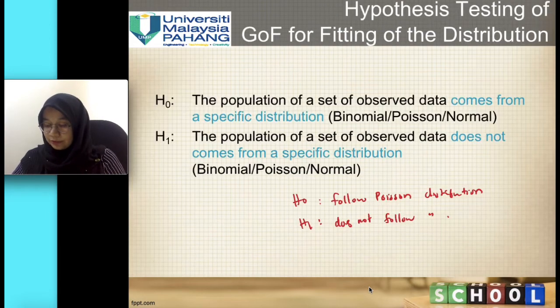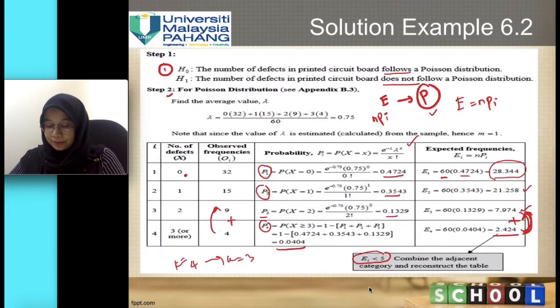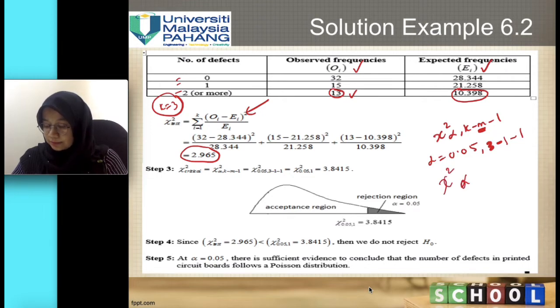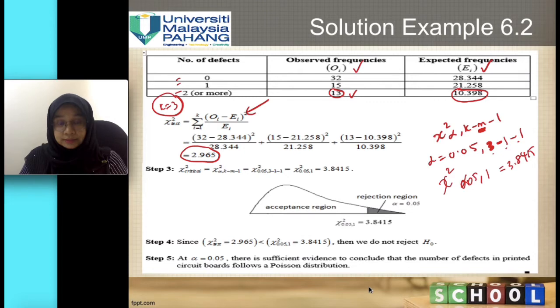Okay, so now for this example, the parameter is lambda. You have to calculate it. So because you have to calculate, M equals 1. So now chi-square alpha 0.05, 3 minus 1 minus 1. 3 minus 1 is 2, minus 1 is 1. Okay, you will get 3.8415.